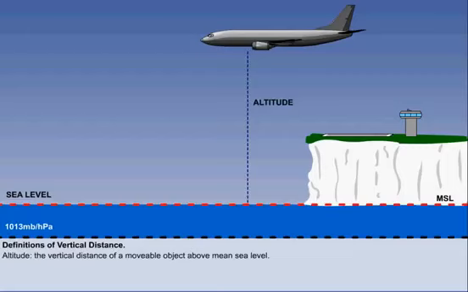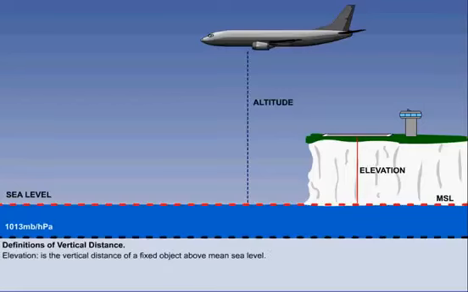Altitude, when used on its own, without any qualifying prefix, such as density altitude or pressure altitude, means the vertical distance of a movable object above mean sea level. Sometimes it can be referred to as true altitude, in which case it means just the same thing as altitude on its own.